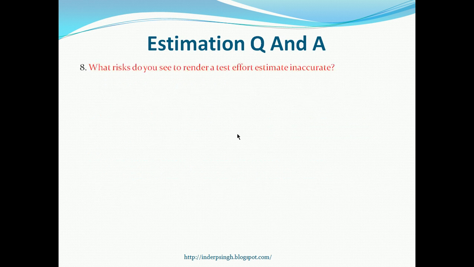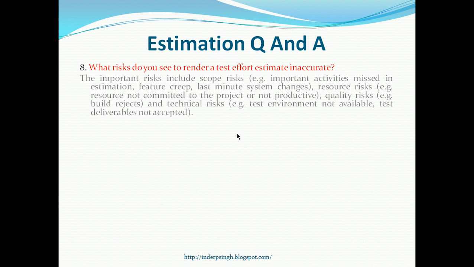Next, what risks do you see to render a test effort estimate inaccurate? There can be many risks, but the important ones are the scope risks. So if there are major changes to scope, let us say a lot more features have to be tested, or the system changes, and you have to redo the test design, that can be a risk. There can be resource risks, like you were counting on a particular tester to be available for the project, but they are not available, or they need more time to get up to speed.